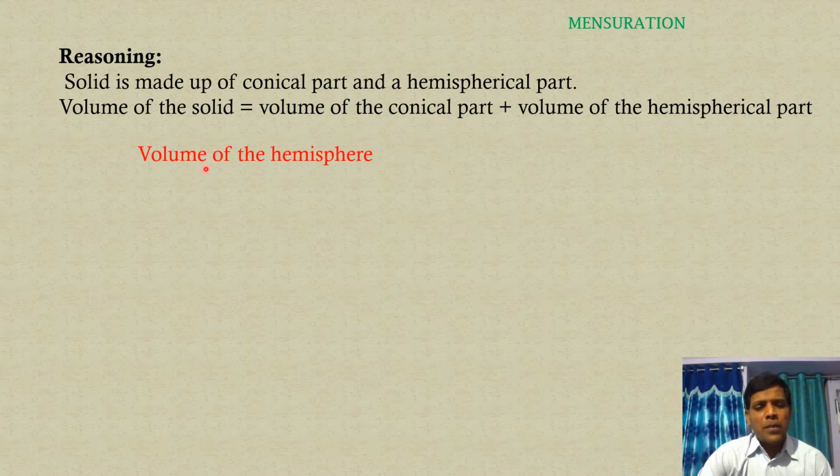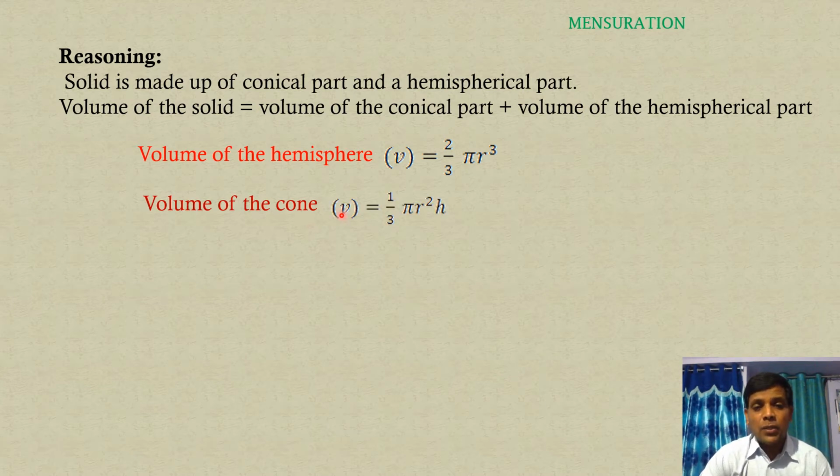What is the formula for volume of hemisphere? Volume of hemisphere V equals 2 by 3 pi r cube. Next, volume of the cone: V equals 1 by 3 into pi r square h, or pi r square h by 3. All are the same.